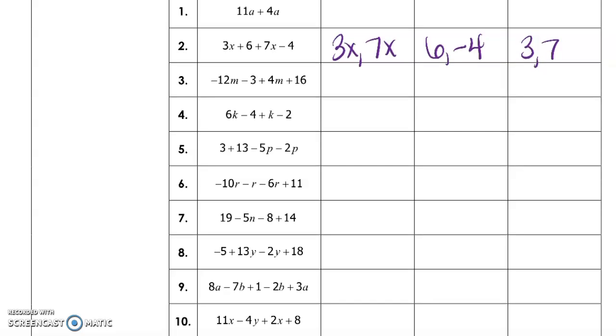Let's look down at number 4. Number 4, our variable terms are 6k and then just k. Our constants are negative 4 and negative 2. The coefficients, the 6 is easy to see. When there's nothing in front of the variable, that means you can put a 1. So if there's nothing in front of the variable, you need to know the coefficient is 1.